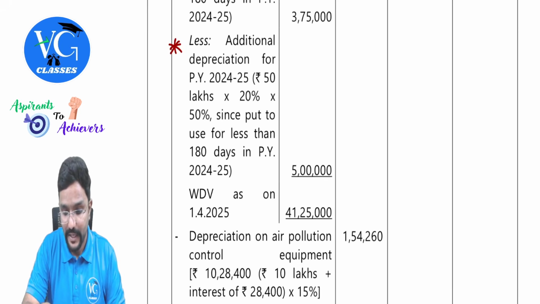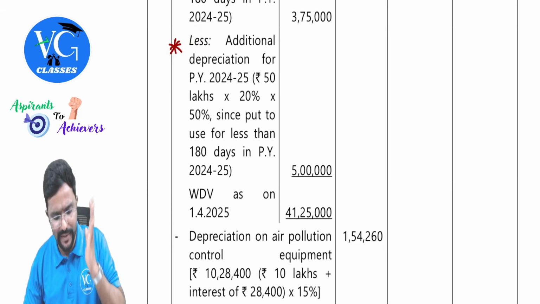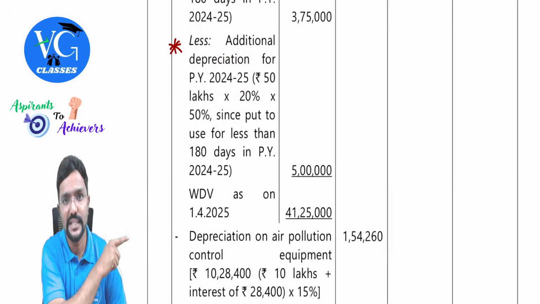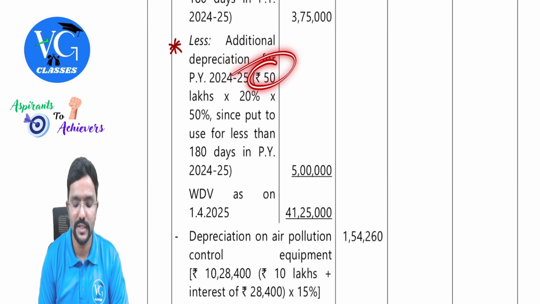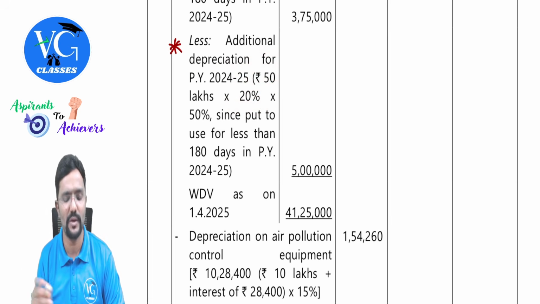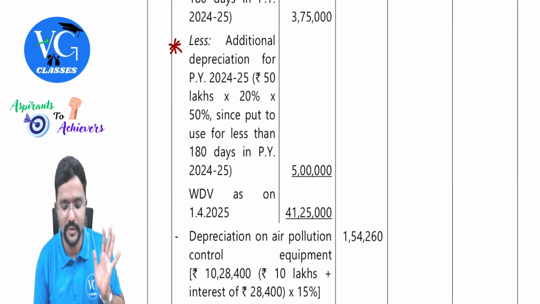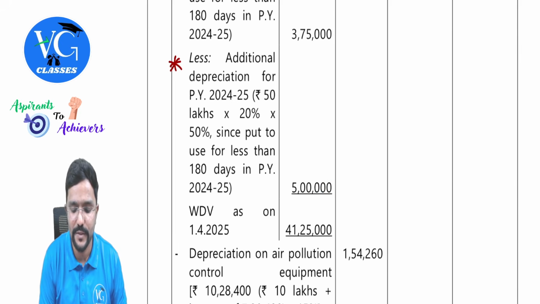Maybe those who have written the May 2026 exam would have missed this part, but please be careful with this. Additional depreciation for previous year 24-25, that is last year, when he was following optional scheme. How much is that? Actual cost into 20% is the rate of additional depreciation, but as the asset is put to use for less than 180 days, only 50% of it, which is 10%, comes to 5 lakh. Yes, sir. Both of these have to be reduced.